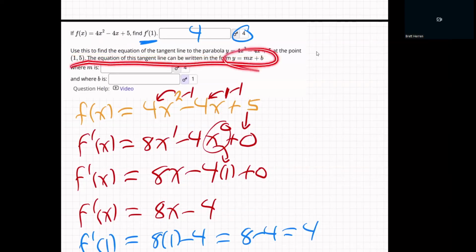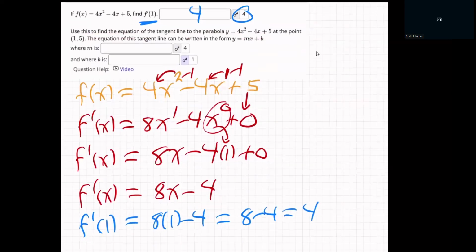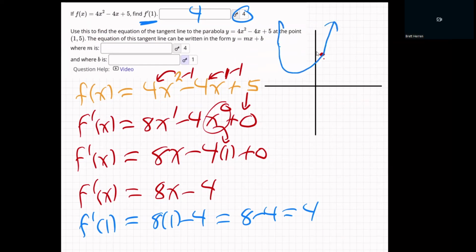The equation of the tangent can be written in the form y equals mx plus b. So what we're really doing, if you want to just see a quick little graph of the idea, is we're talking about if we were to graph this thing, I don't know exactly where it sits, but it's some kind of parabola and it goes through this point, 1, 5. Right there, there's a tangent line at the point over 1, up 5.